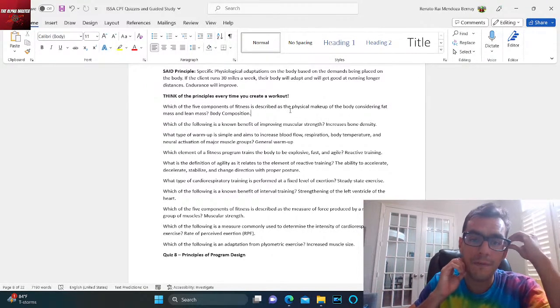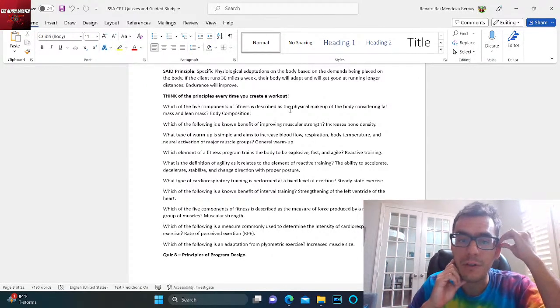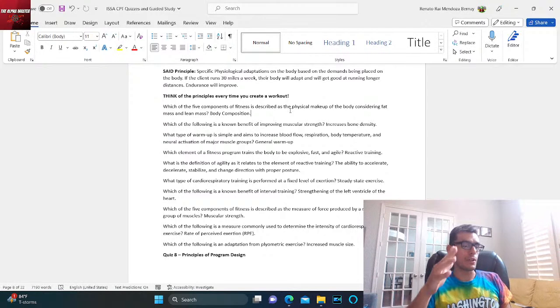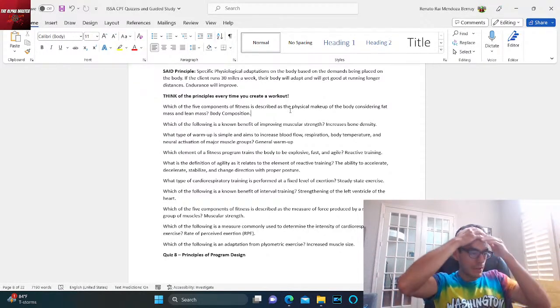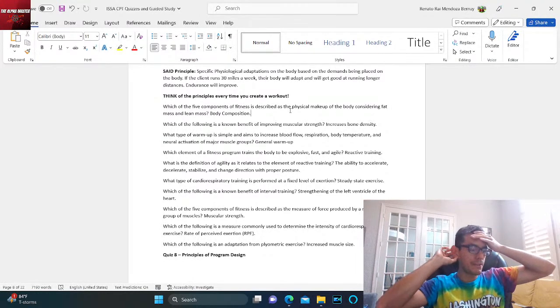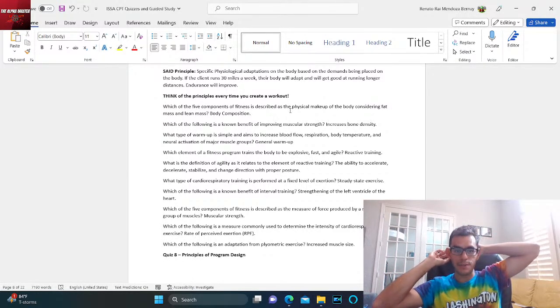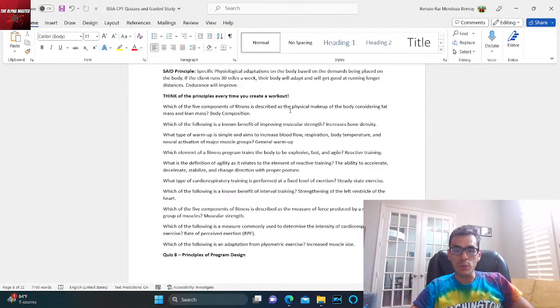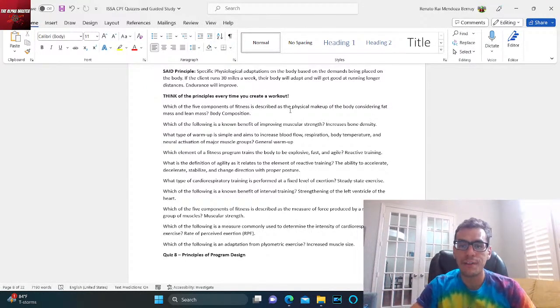Which of the 5 components of fitness is required as the physical makeup of the body, considering fat mass and lean mass? It is going to be body composition. Which of the following is a known benefit of improving muscular strength? A known benefit of improving muscular strength is that it increases bone density.